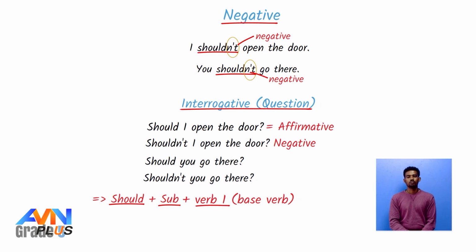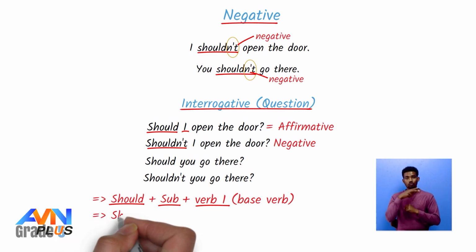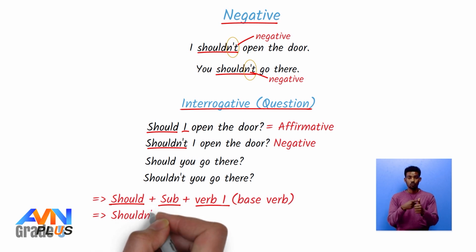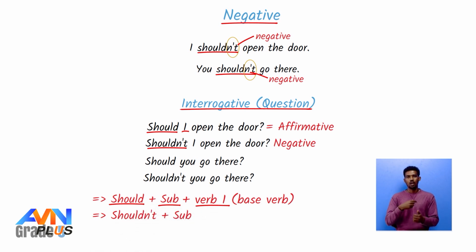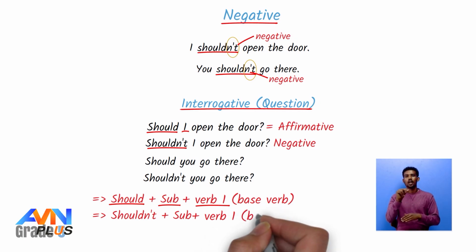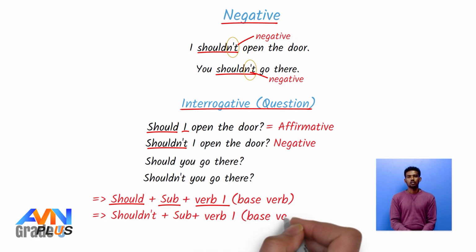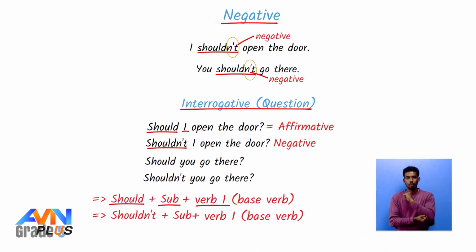Now, student, I hope you're with me. Am I clear? Should plus subject plus verb 1. When we say here, should I, should is here, the subject is I. Should, shouldn't. This one is for negative, sure. For negative, we have to say what? Shouldn't plus subject plus base verb. Yes? Then we can add the object if necessary.